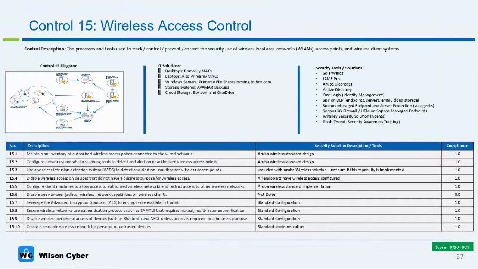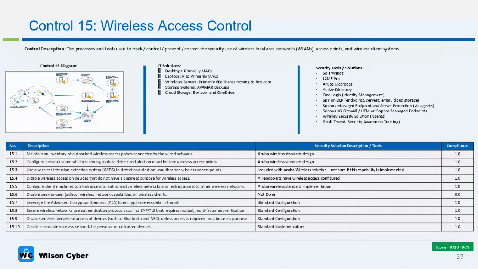Tools to detect and alert on unauthorized wireless access points, use a wireless intrusion detection system to detect and alert on unauthorized wireless access points, disable wireless access on devices that do not have a business purpose, configure client machines to allow access to authorized wireless networks and restrict access to other wireless networks, disable peer-to-peer ad hoc wireless network capabilities, leverage AES to encrypt wireless data in transit, ensure wireless networks use EAP-TLS, transport layer security that requires mutual multi-factor authentication, disable wireless peripheral devices such as Bluetooth and NFC unless access is required, and create a separate wireless network for personal or untrusted devices.